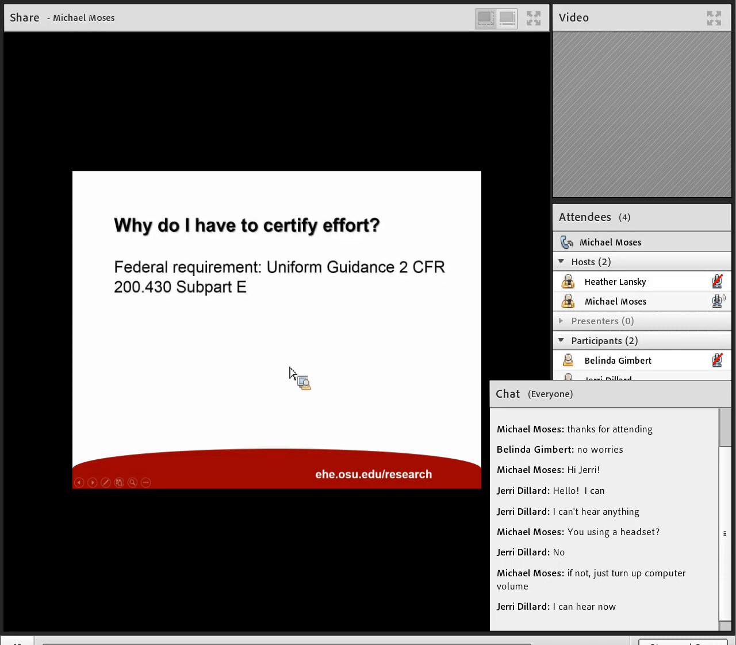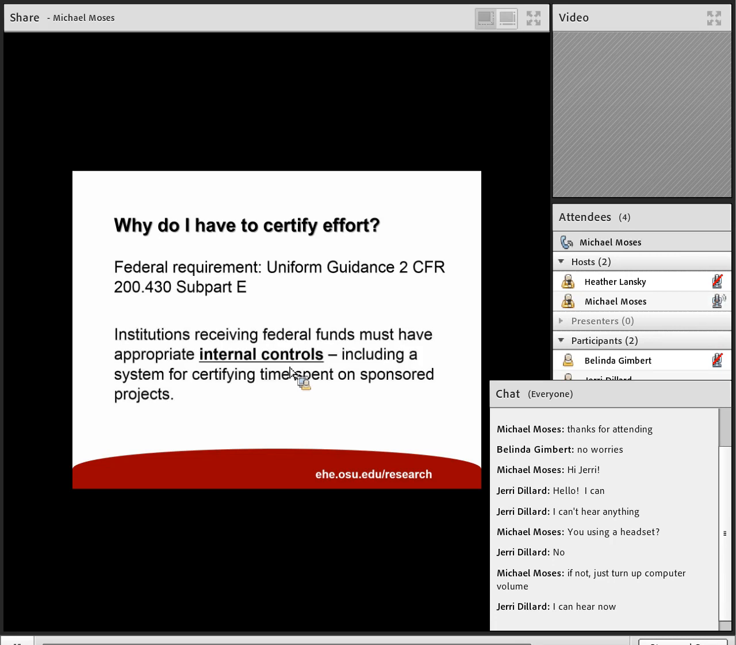specifically Uniform Guidance 2 CFR 200.430 subpart E. That's a mouthful. It comes down to internal controls, basically. So as we were kind of discussing on the last slide, institutions receive federal funds and they must have an appropriate internal control system to certify time spent on sponsored projects.